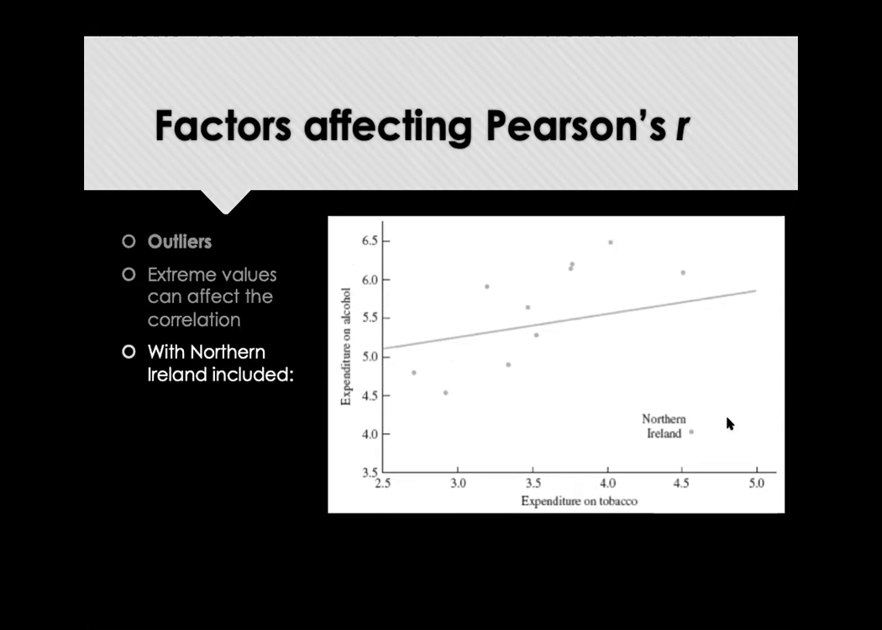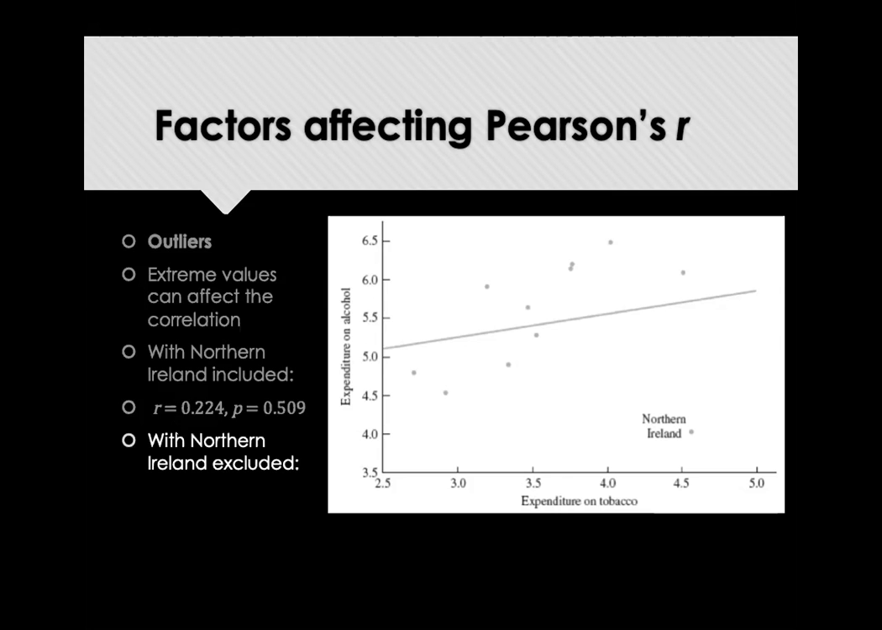If you include Northern Ireland, however, which is this data point right down here, in your calculations, you would get an R of 0.224 and a p-value of 0.5. Now remember, p-value 0.5 means definitely not significant in terms of hypothesis testing. And so you'd say there is no relationship between these two variables, right? And the R would be 0.22, which is very weak.